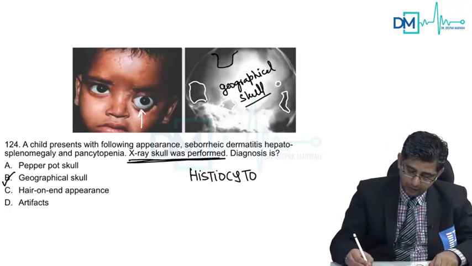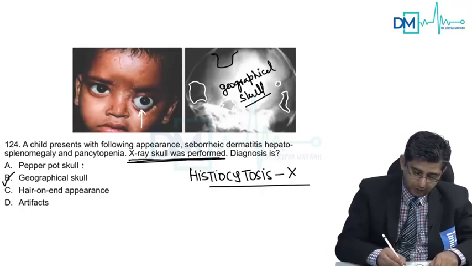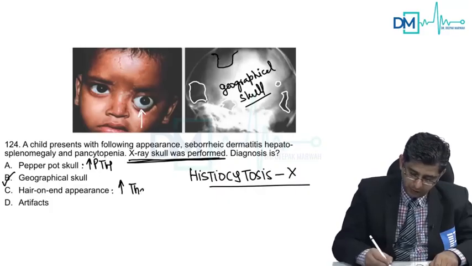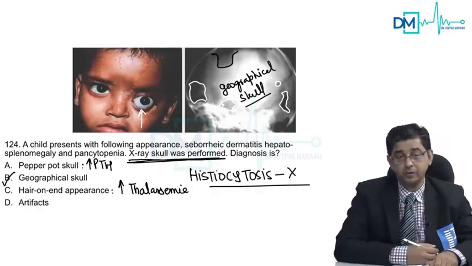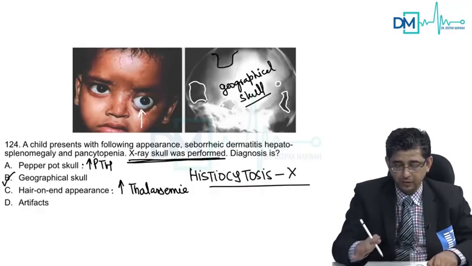Pepper pot skull is a feature seen with hyperparathyroidism. Hair on end appearance is a feature seen with thalassemia. And with such an extreme presentation in the patient with unilateral proptosis, seborrheic dermatitis, hepatosplenomegaly, and pancytopenia, this is definitely not artifacts in the skull, so there is something sinister.